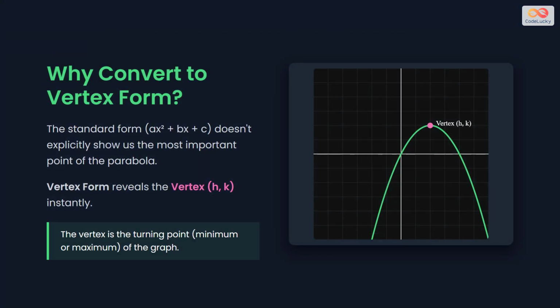So why bother converting? The main reason is in the name, vertex form. It explicitly shows us the vertex, represented by h and k. The vertex is the most important point on a parabola. It is the turning point where the graph changes direction. Finding this from standard form takes more work.